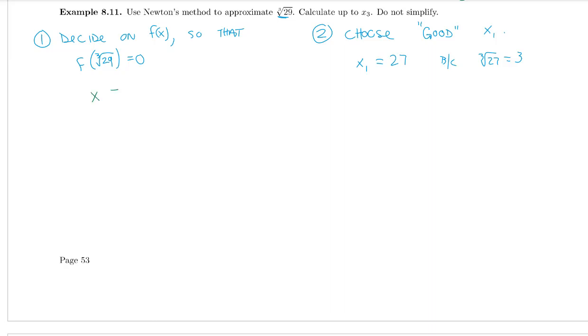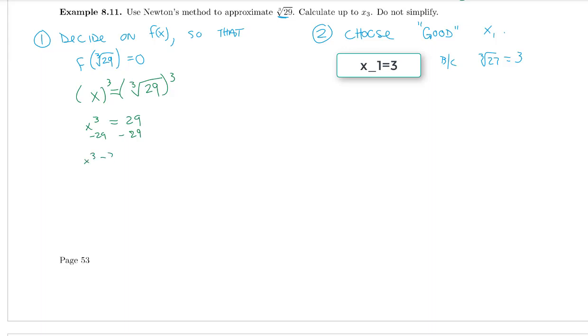So, the way to do this is that we want x to be equal to the cube root of 29, and then if we solve this for 0, we're going to come up with our equation. So, we need to cube both sides. So we have x cubed is equal to 29, and then we need to subtract the 29. So we get that x cubed minus 29 is equal to 0. And now we've just decided that this function has a root at the cube root of 29 by design. So our function that we're dealing with for the rest of this problem is x cubed minus 29.